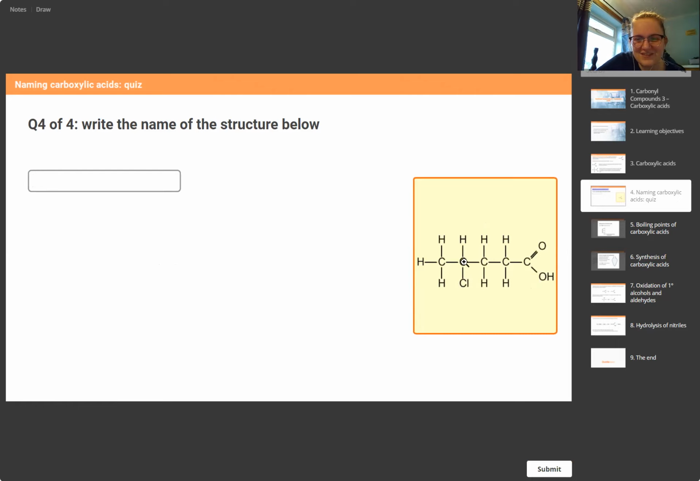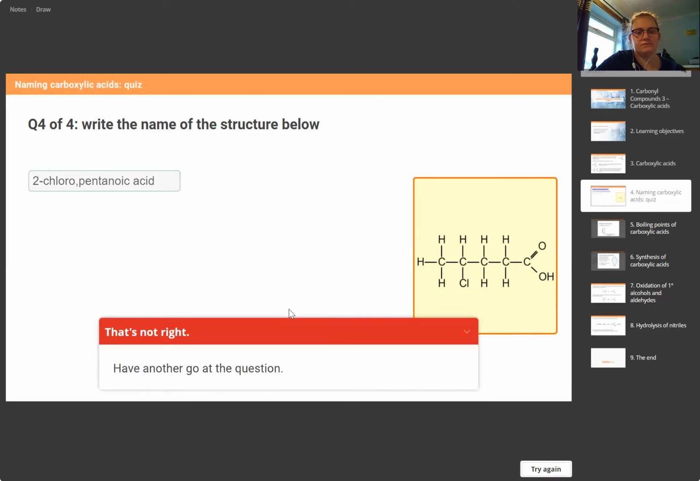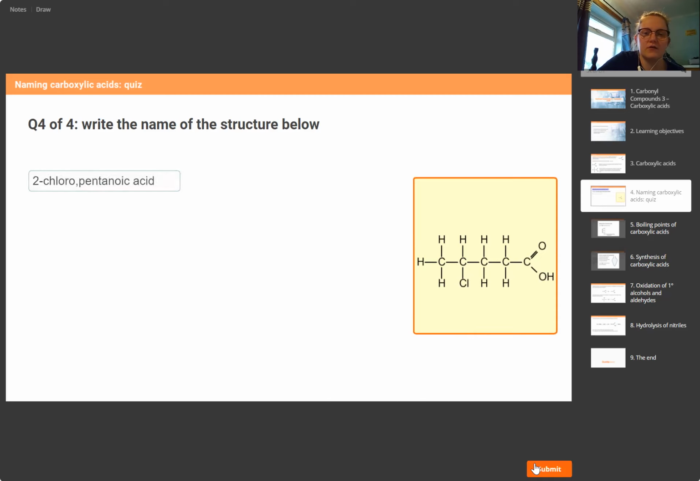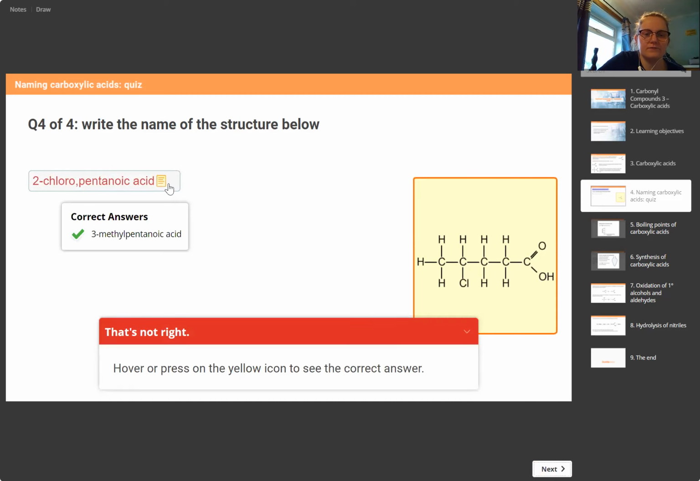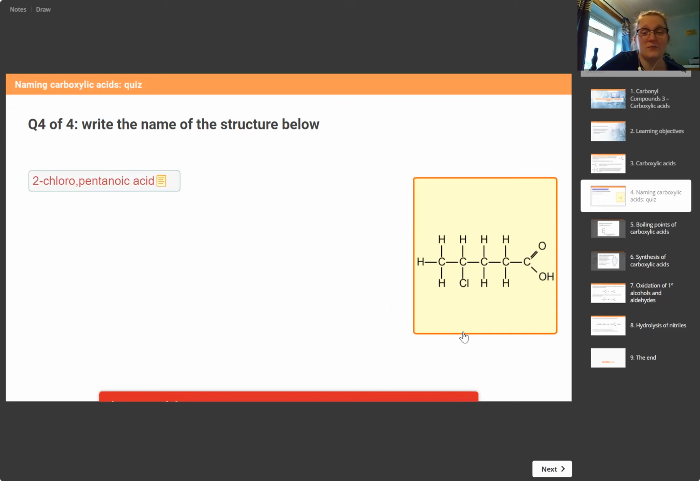And then here we've got 1, 2, 3, 4, 5, but we've got that chlorine there. So it's 2-chloro pentanoic acid. No, it's not 3-methyl pentanoic acid because that's got a chloro group in it. These answers are wrong. What I put is right.